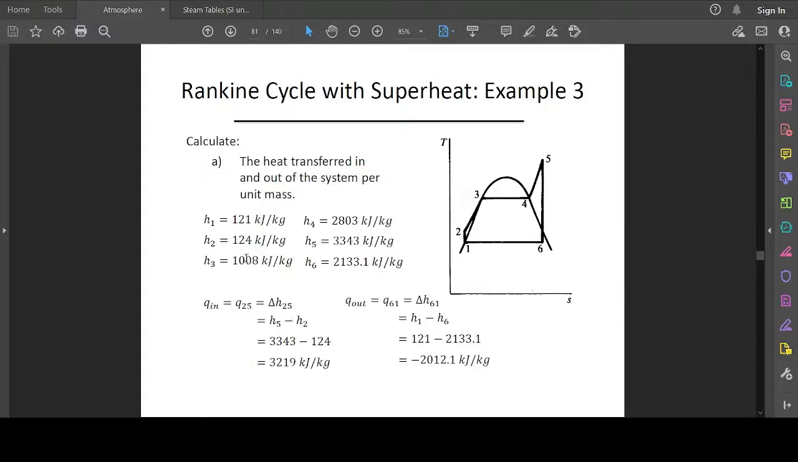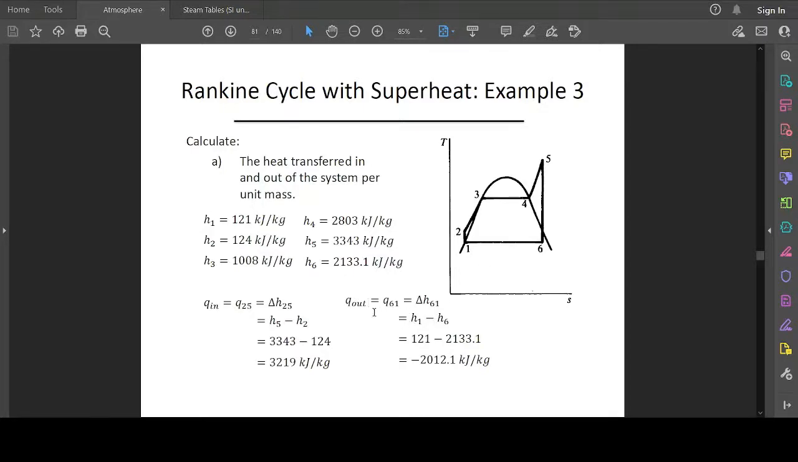Then we can now calculate the first question, which says calculate the heat transferred in and out of the system. So we know that the total heat added to the system is between 2 and 5. So what do we do? We calculate Q in, which is between stages 2 and 5, the change in enthalpy between 2 and 5, and that gives us H5 minus H2. So we know H5 and we know H2, and that will give us the total heat added to the system. Okay.